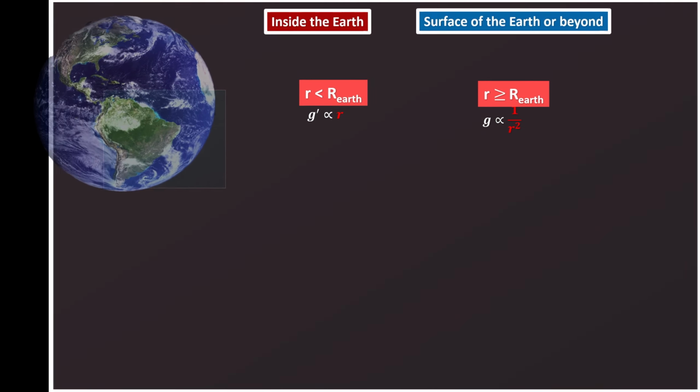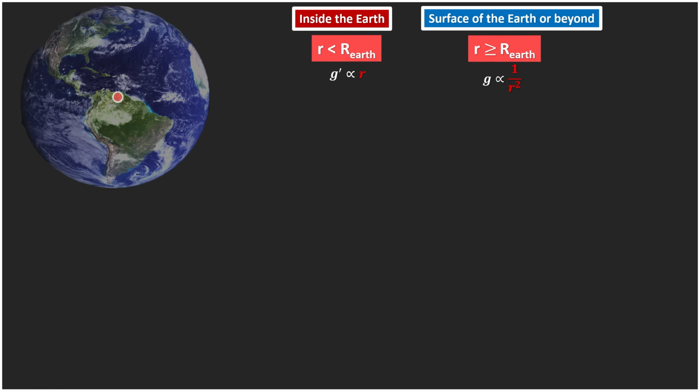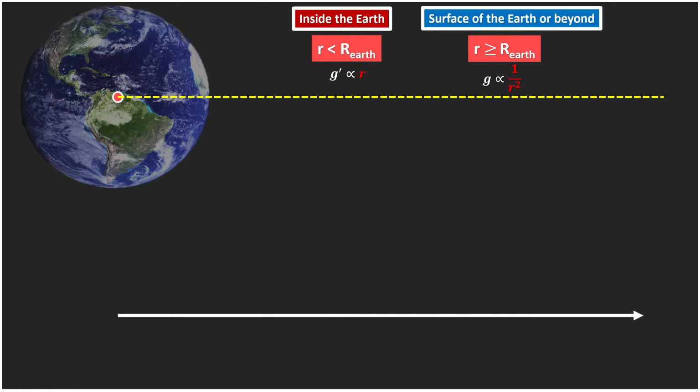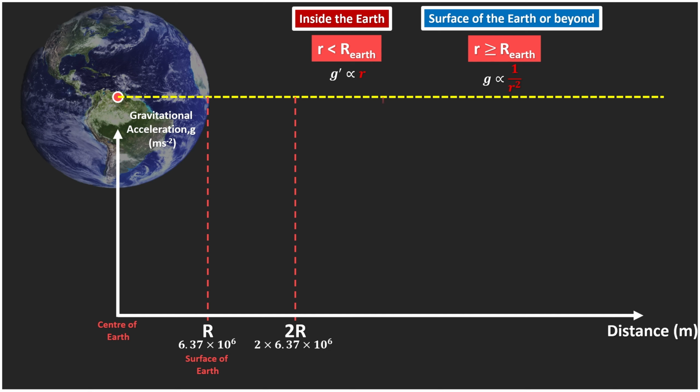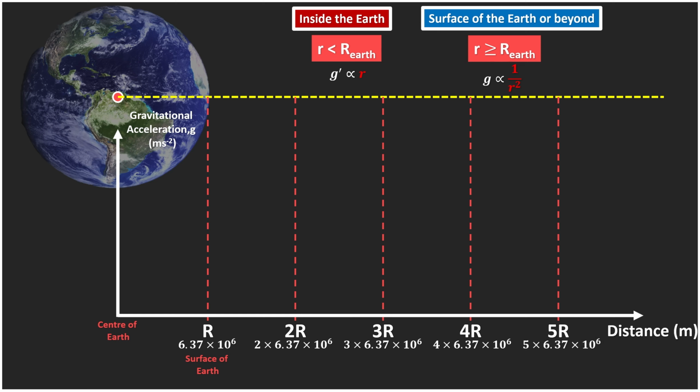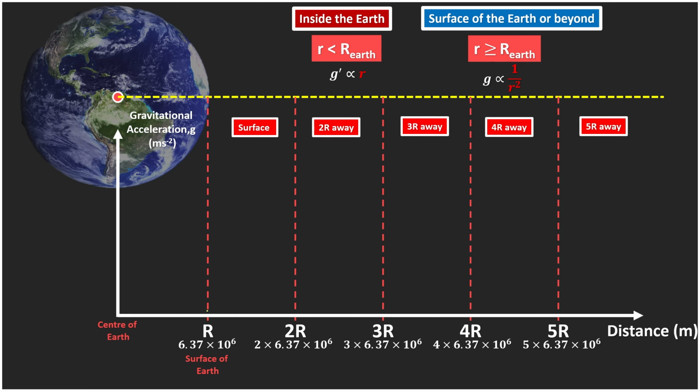As promised, we will go home with learning how to plot the graph. So we're going to use the x-axis to show the distance from the center of the Earth and the y-axis to tell us what is the gravitational acceleration at that particular spot. So we will start with the center of the Earth and check what happens when we are R away, which is the surface of the Earth, then 2R, which is on the way to the Moon, 3R, 4R, and also 5R. Again, as a reminder, when we are R away means we are on the surface of the Earth.